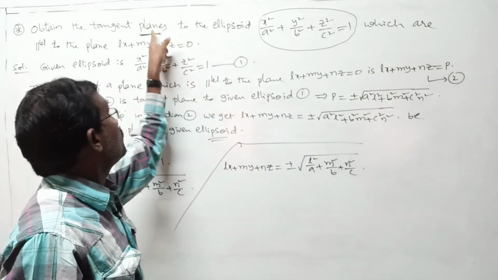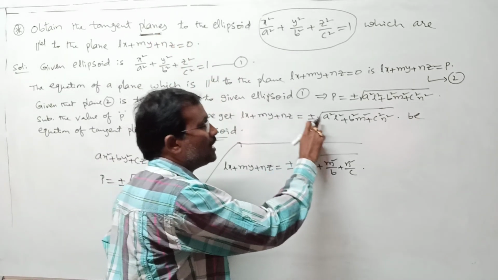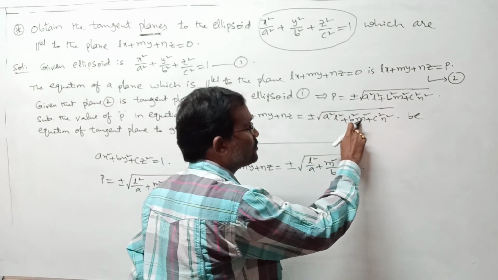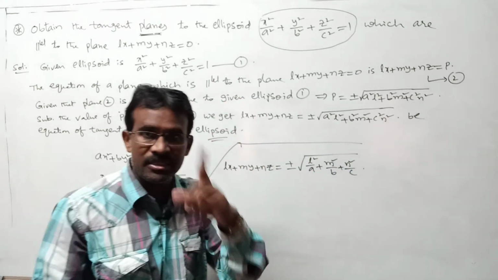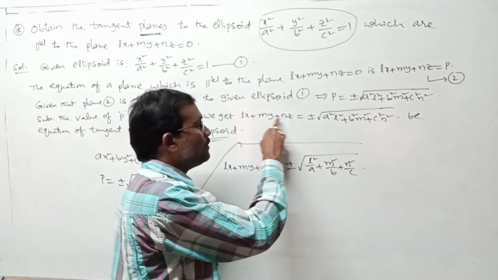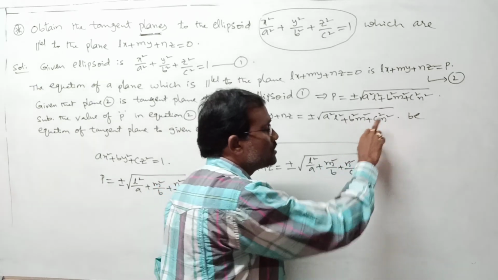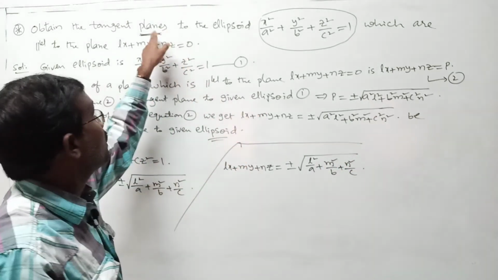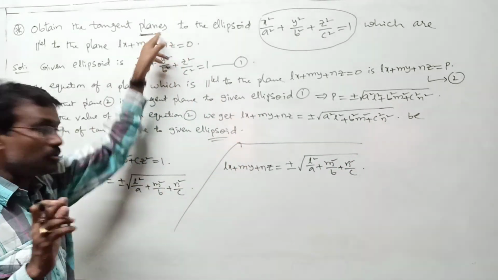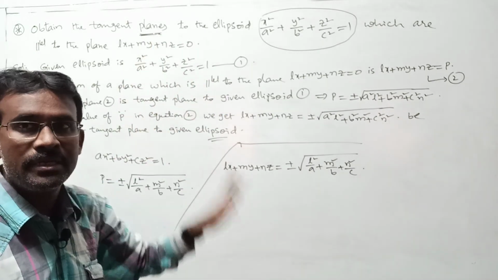Here I already told you planes are there. One tangent plane is Lx + My + Nz = plus the root of a²l² + b²m² + c²n², and the second tangent plane is Lx + My + Nz = minus the root of a²l² + b²m² + c²n². That is why in the question they give the plural word planes. This is about this problem and related areas.